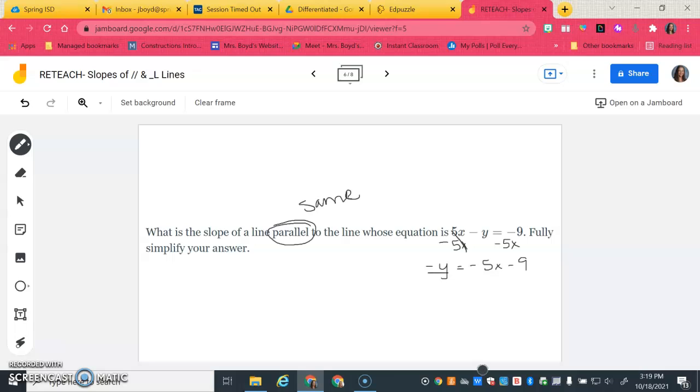I do have a number in front of y. It's going to be a negative 1, so I'm going to divide by negative 1. And I get y equals 5x plus 9. Again, I want to focus on the slope. My slope is in front of the x term. That's going to be 5. So my new slope is going to be 5.